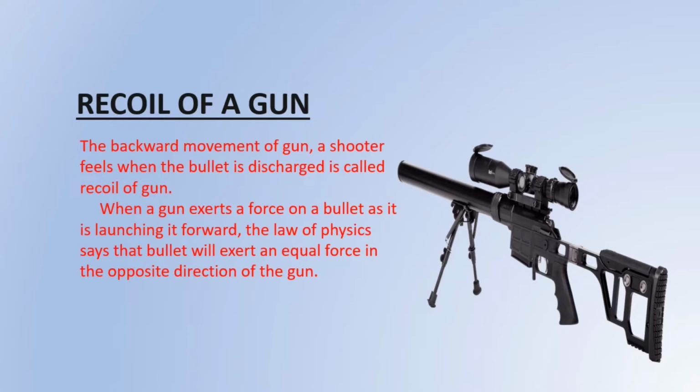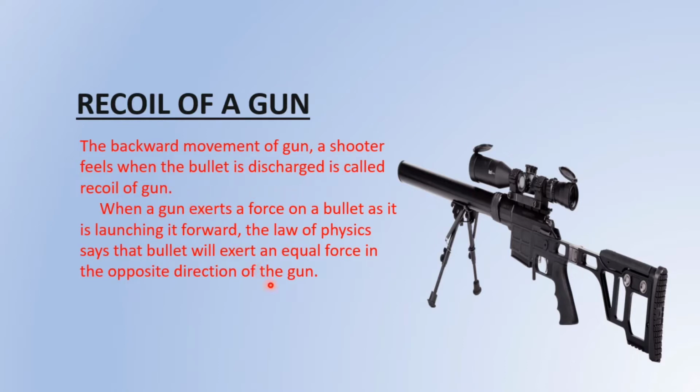In our today's video, we will get to know about recoiling of a gun. What does it mean by saying recoil of a gun? It is the backward movement of the gun a shooter feels when the bullet is discharged, called recoil of a gun.